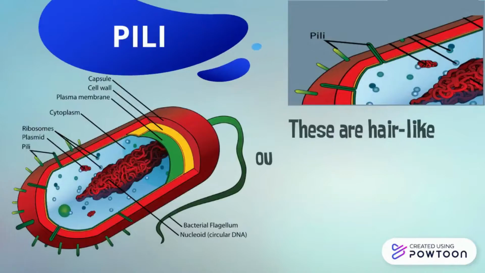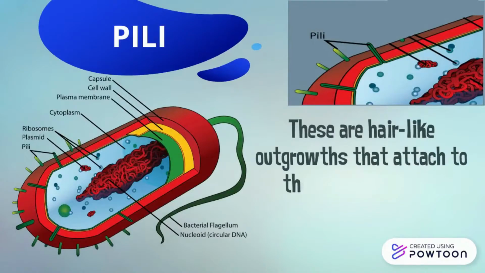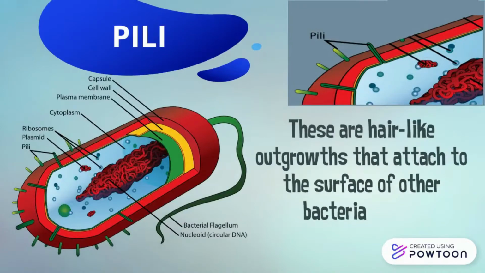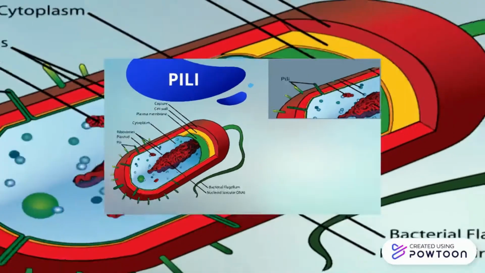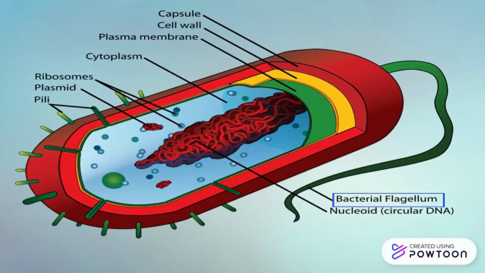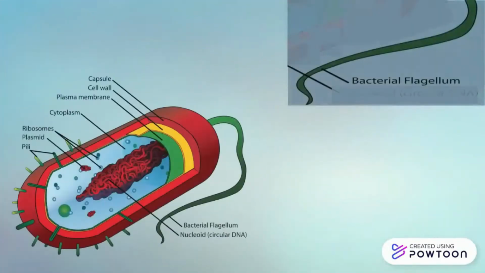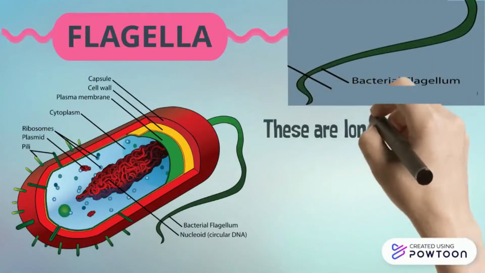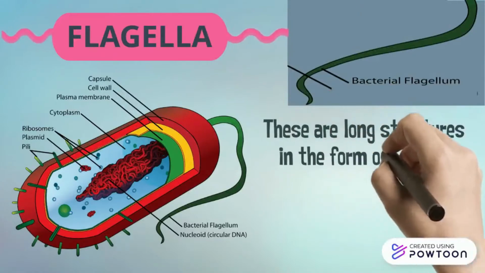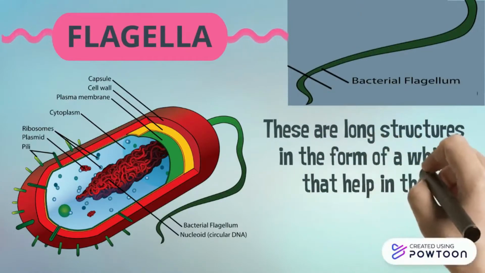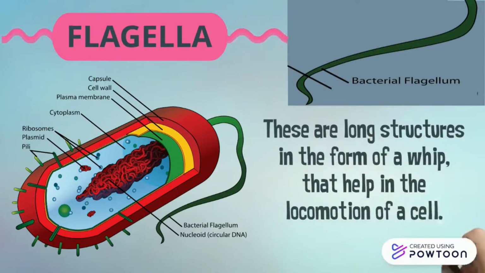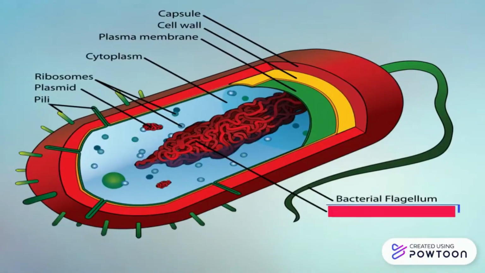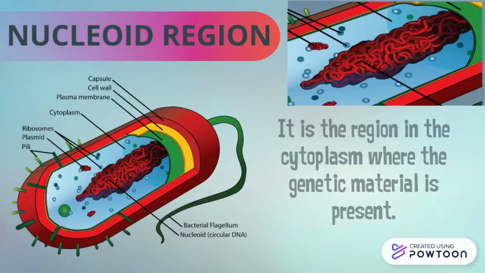Pili are hair-like outgrowths that attach to the surface of other bacterial cells. Flagella are long, whip-like structures that help in the locomotion of a cell. Nucleoid region is the region in the cytoplasm where the genetic material is present.